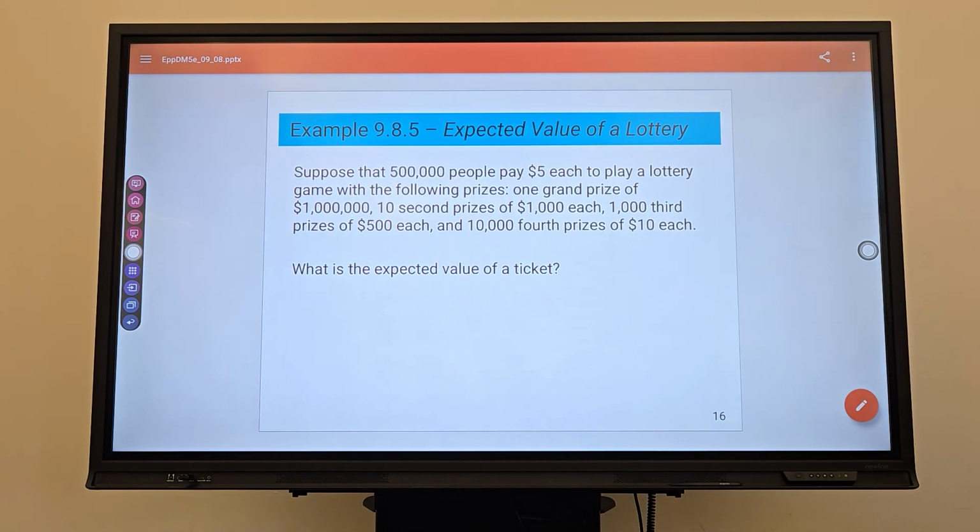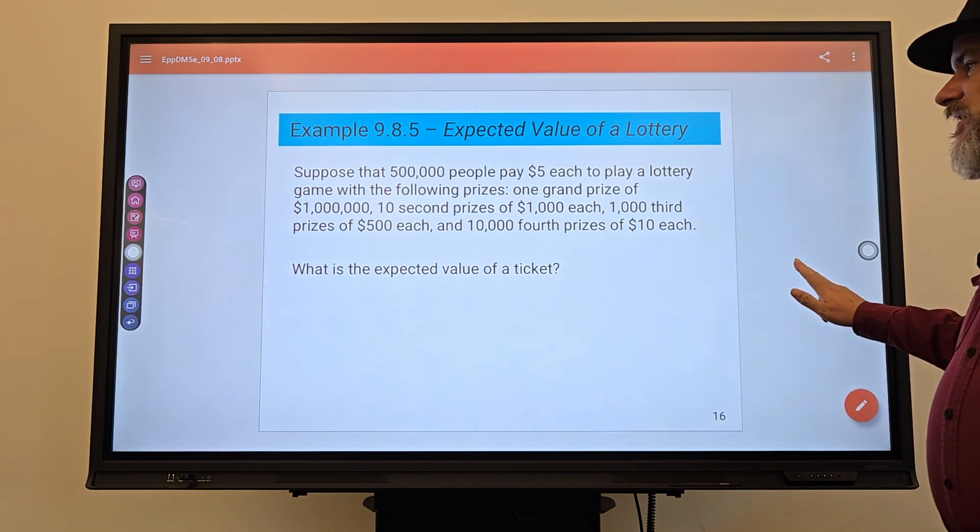The expected value of a lottery ticket. Suppose that 500,000 people pay $5 each to play a lottery game with the following prizes: 1 grand prize of $1 million, 10 second prizes of $1,000 each, 1,000 third place prizes of $500 each, and 10,000 fourth place prizes of $10 each. What is the expected value of a ticket?